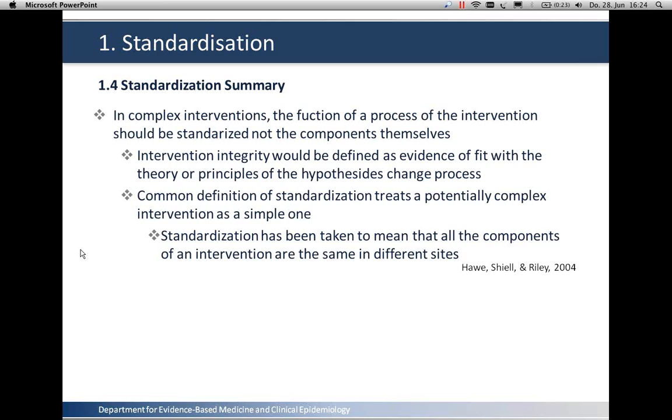And the intervention integrity would be defined as evidence of fit with the theory or principle of the hypothesized change process. But this means that there should be a theory of intervention underlying the intervention, which is necessary so that there is a fit between theory and principles. And the common definition of standardization treats a complex intervention like a simple one. And there are even authors who say that the standardization of health promotion interventions, for example, could be the reason that the outcomes are often poor, because the necessary adaptation to the target group and the local context couldn't take place in the way it should.